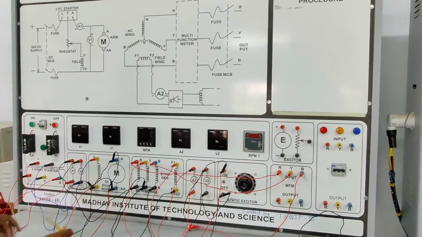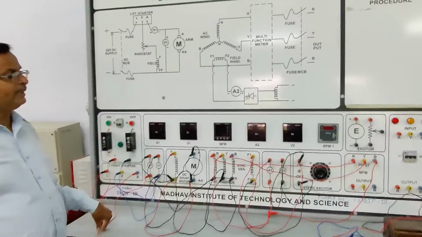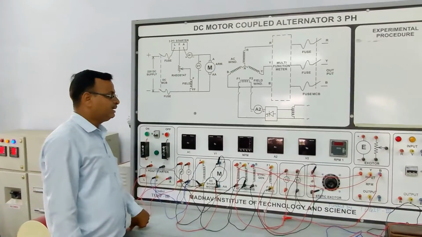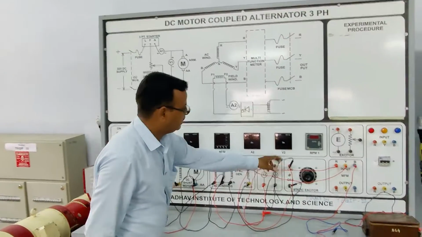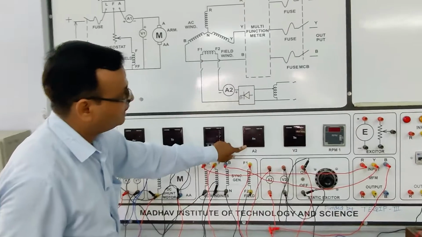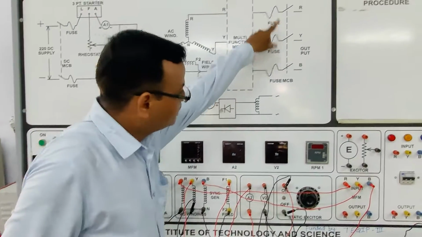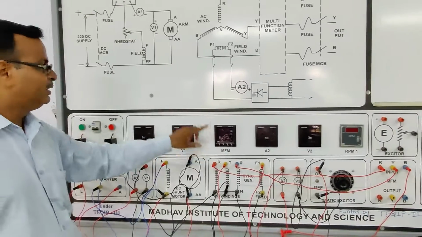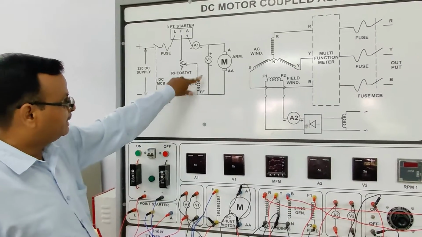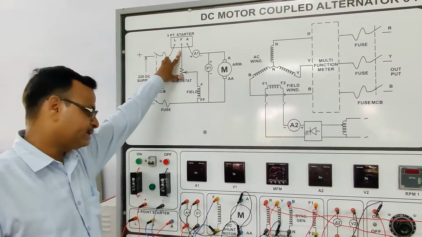Next stage, this OCC characteristic is drawn between two parameters, field current and open circuit voltage. The field current you will get with the help of the A2 ammeter, and the open circuit voltage you can measure with the help of the multifunction meter. So we start this DC motor with the help of the 3-point starter.